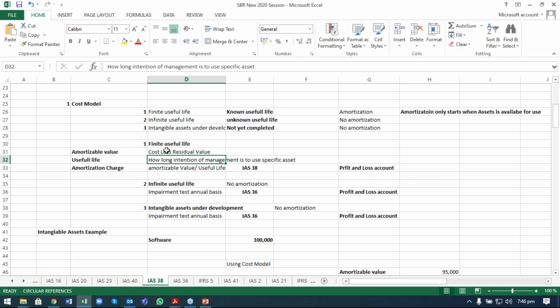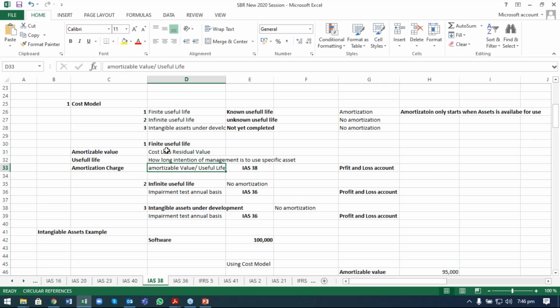Useful life is how long the management intends to use a specific asset. So useful life is always based on the intention of management rather than the theoretical life of an asset. The criteria between IAS 16 and IAS 38 remain the same for useful life. There should be consistency between these two standards.